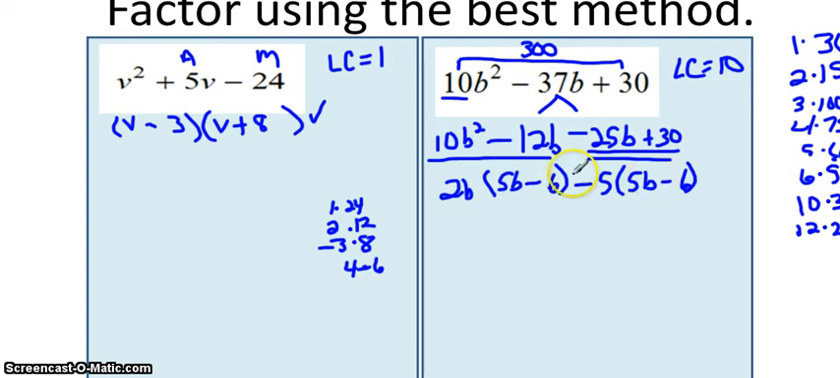When I have the two binomials that match, I know I'm on the right track, so I'll factor those out like a GCF. 5b minus 6. And what was left over makes up my second binomial, 2b minus 5. Again, remember to FOIL to check your answer. It should be, and it will be, the same trinomial we started with, and we know that we have the one and only factored answer, and it is correct.